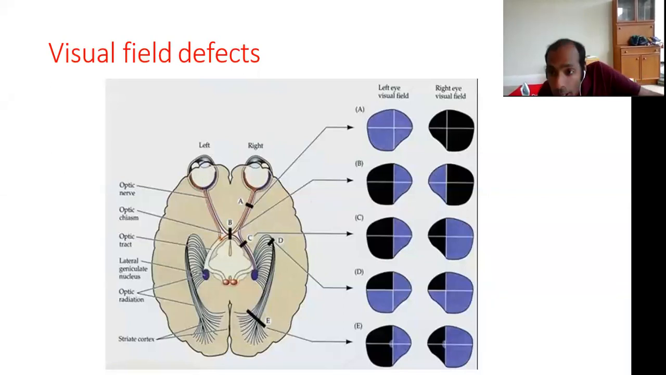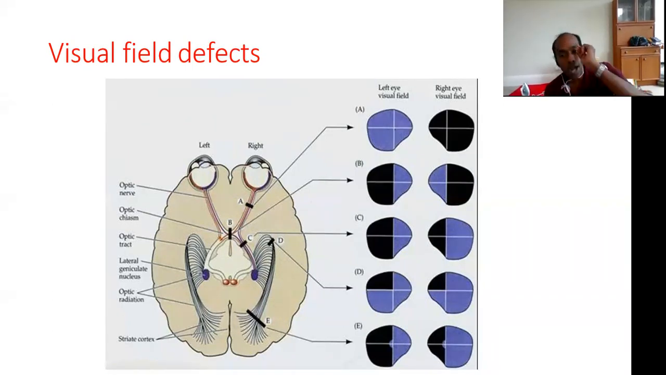But the most common lesion we find is in the occipital cortex. So most often the lesion is E, or sometimes D as well, but definitely more commonly E when you get homonymous hemianopia. So most often clinically you will find the lesion in E, in the occipital cortex. It can be distal to the optic chiasma, most commonly in the occipital cortex.